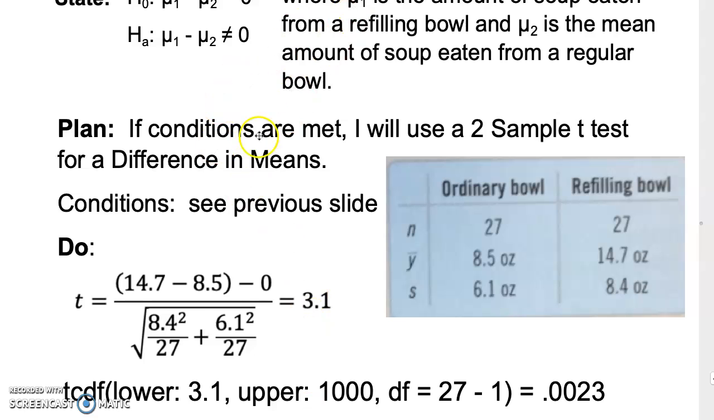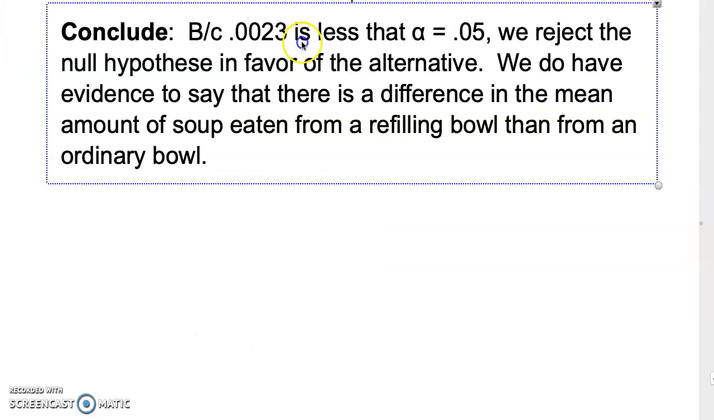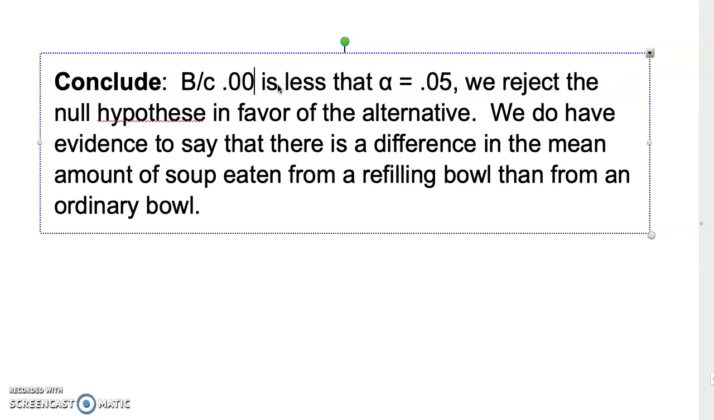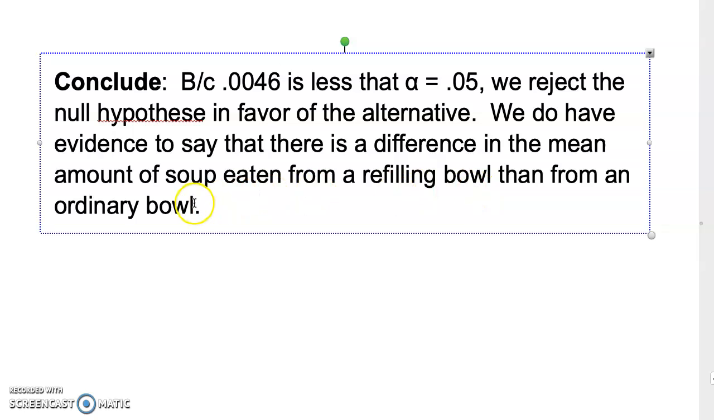Okay, so now again, I'm out of space. So what I'm going to do is take this here, copy it, put in a new slide, paste it, and we'll look at this. Okay, so this should be 0.0046 because we had to double it. But still, because this is less than alpha equals 0.05, we reject the null hypothesis in favor of the alternative. We do have evidence to say that there is a difference in the mean amount of soup eaten from a refilling bowl than from an ordinary bowl. Okay, so there you have it. That is confidence intervals and hypothesis testing for a difference in means.